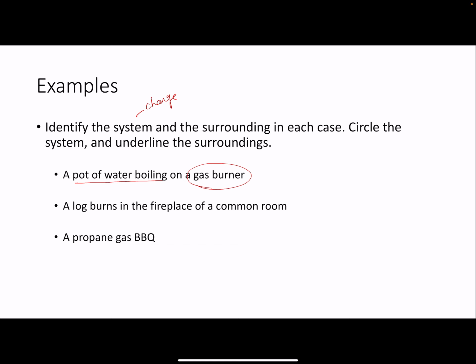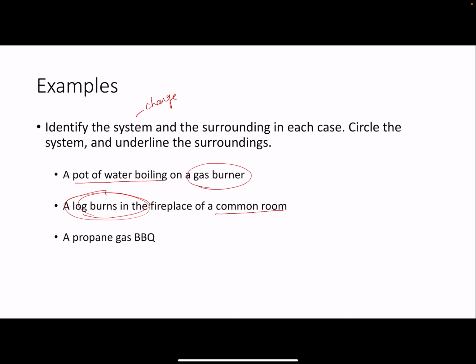Okay, so a log burns in the fireplace of a common room. Think about what's changing there. What's causing the change or the energy change? In this case, it's the log burning, so I should include the log, because it's a combustion reaction. The common room warms up in the presence of the fireplace, so it's the surroundings.